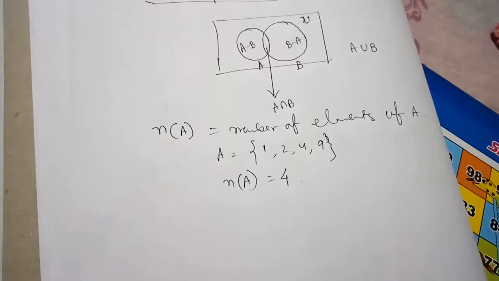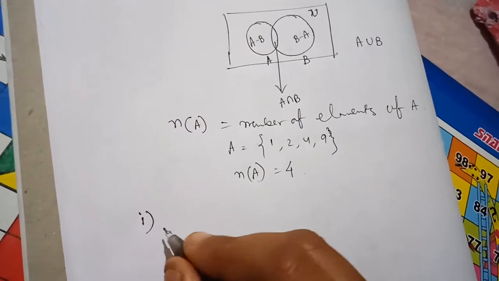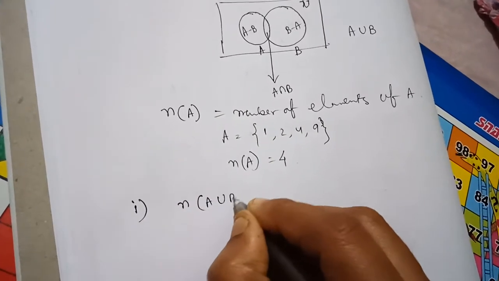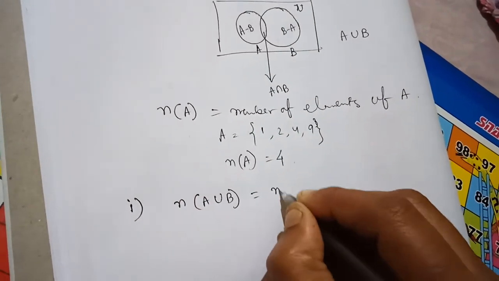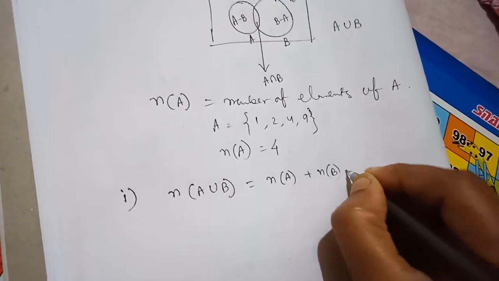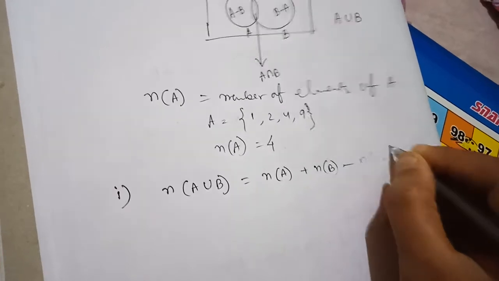So our first problem regarding this topic is N of A union B equals N of A plus N of B minus N of A intersection B.